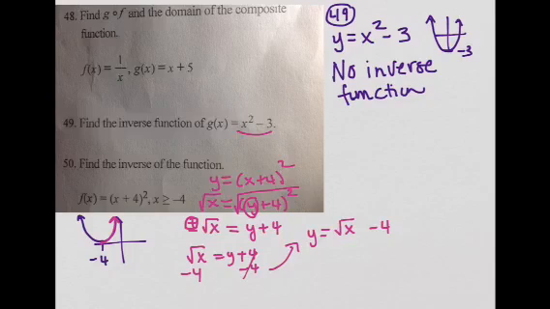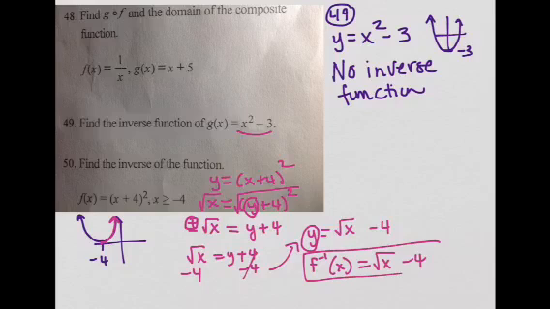And then the final step is to switch over the y to inverse notation. So it would be f inverse of x equals the square root of x minus 4. So this is the inverse of this one.